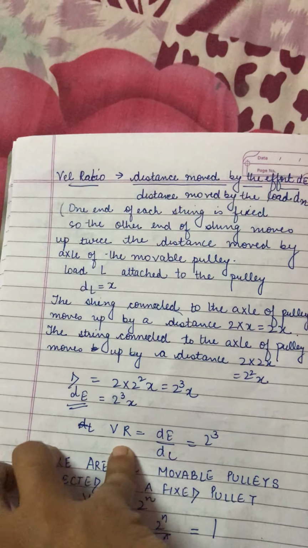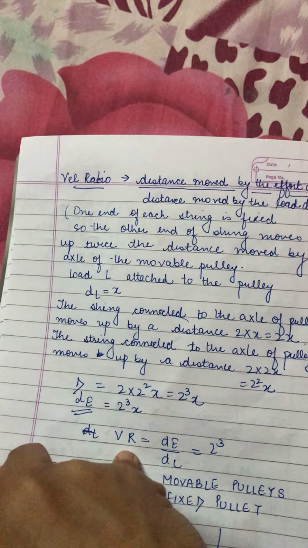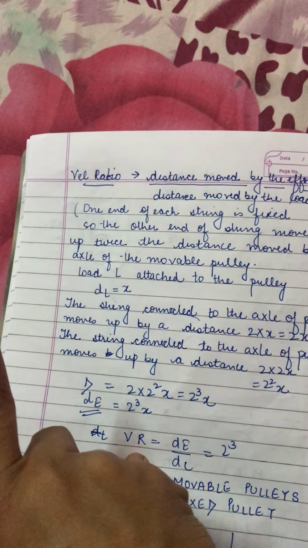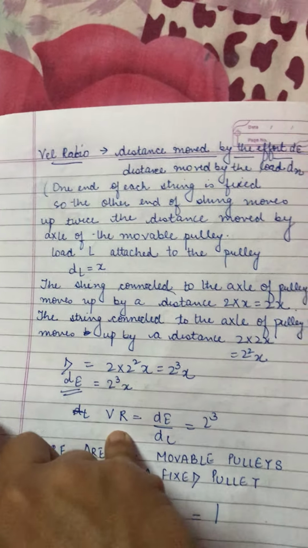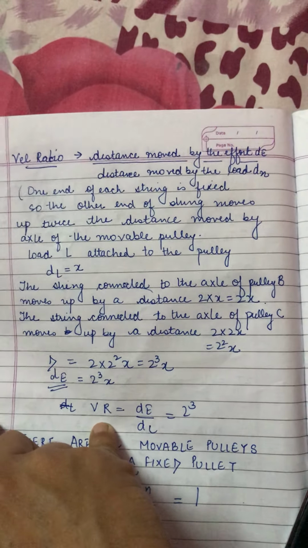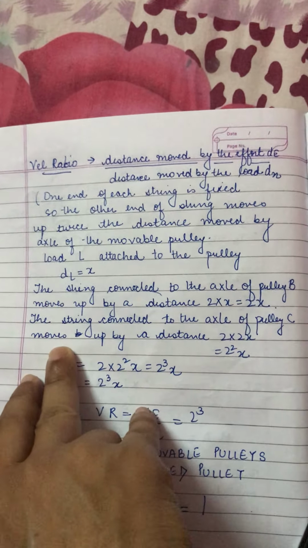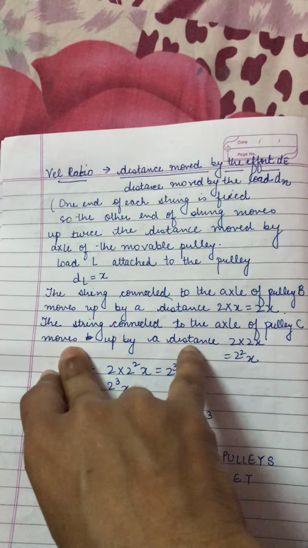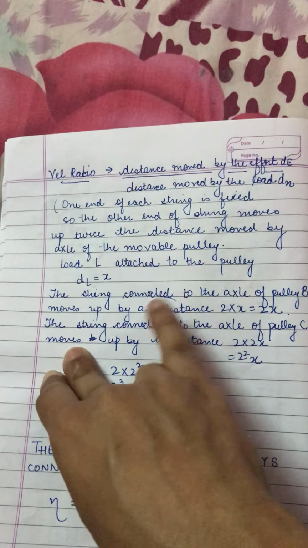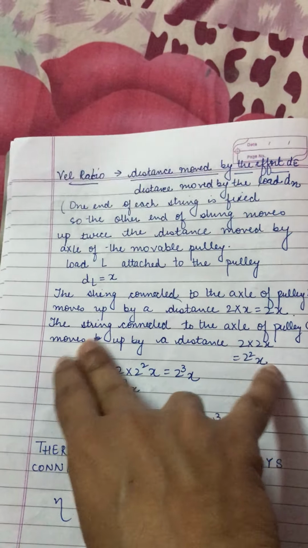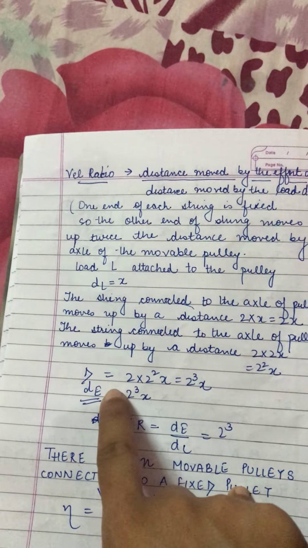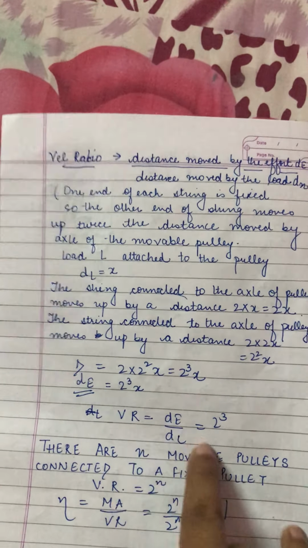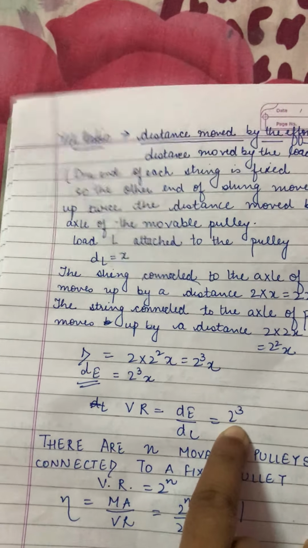Did you understand? What they are saying here is, on one side the string is fixed, so there will be no movement change on that side. Okay? So the whole effect will come on the other side of the string. So the string connected to the axle of pulley B moves up by how much distance? 2x. The string connected to the axle of pulley C, how much distance will it move? Again twice, so that is 2 into 2x. So when we find that D is coming out to be 2 cube x, the velocity ratio comes out to be 2 cube.